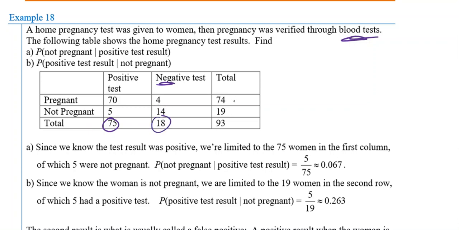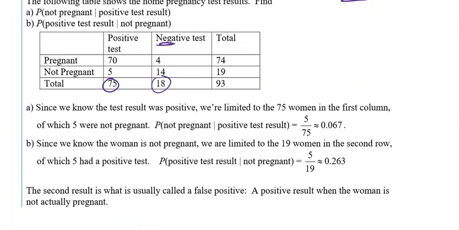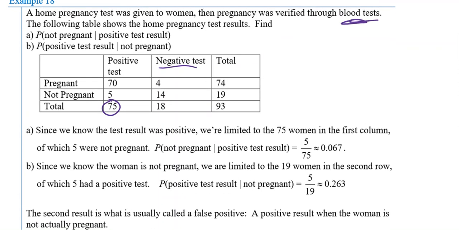So, all right. So it says, since we know the test result was positive, we're limited to the 75 women in the first column. So what that means is that we're saying since we know the test was positive, then it's really just going to be these 75 women for our total, right? So we're not going to look at the women who got a negative test when they did the home pregnancy test. We're only going to look at the positive test, okay? So which ends up being 75. So we know it's going to be something over 75.